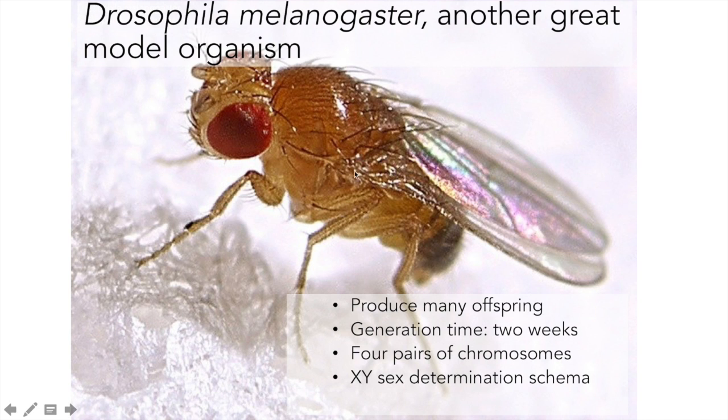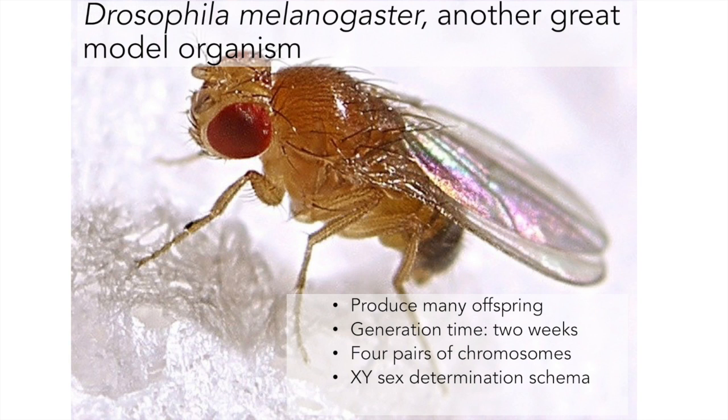So the work that Thomas Hunt Morgan did was with this very famous fruit fly, which has the scientific name Drosophila melanogaster, or the dew-loving black-bellied fly, is what that name means. So why were they a good model organism?